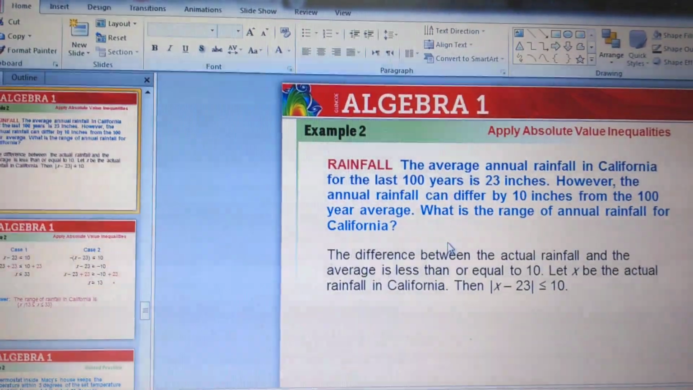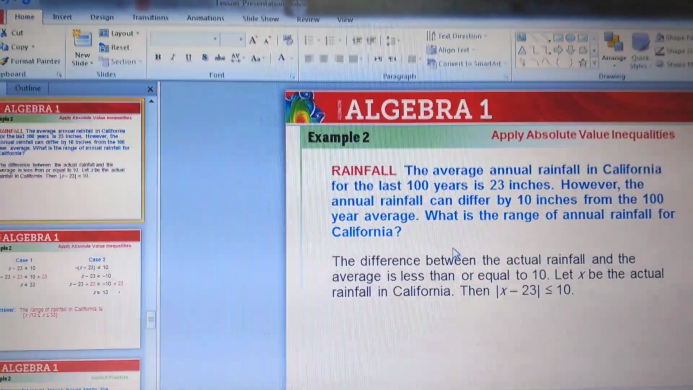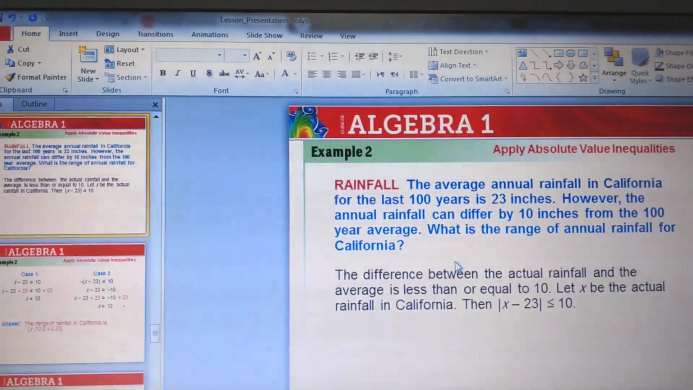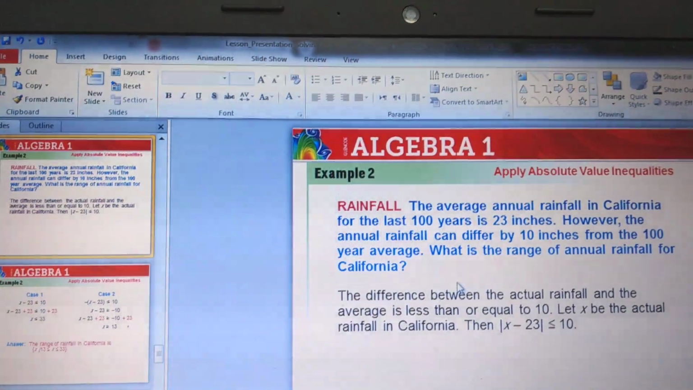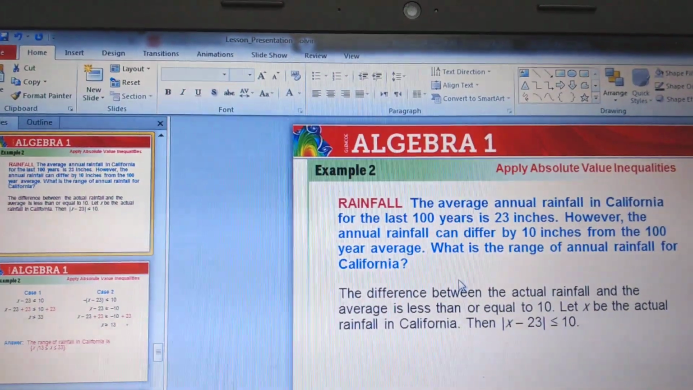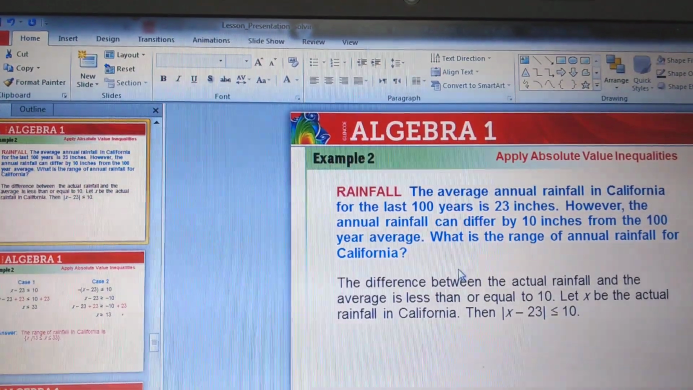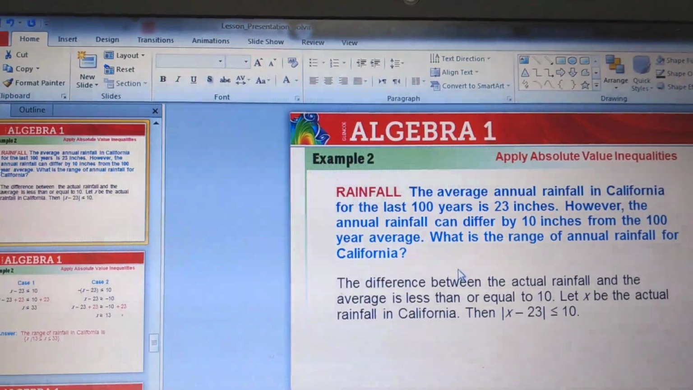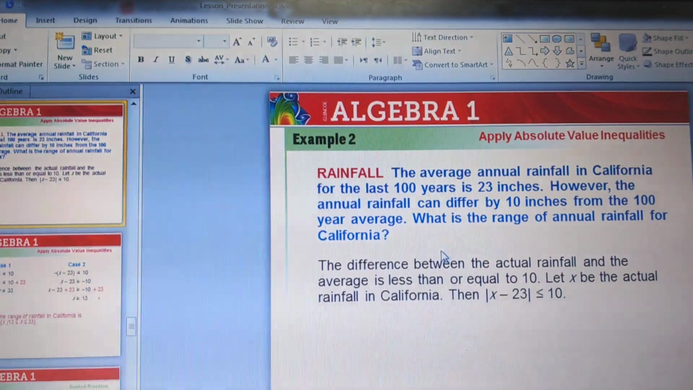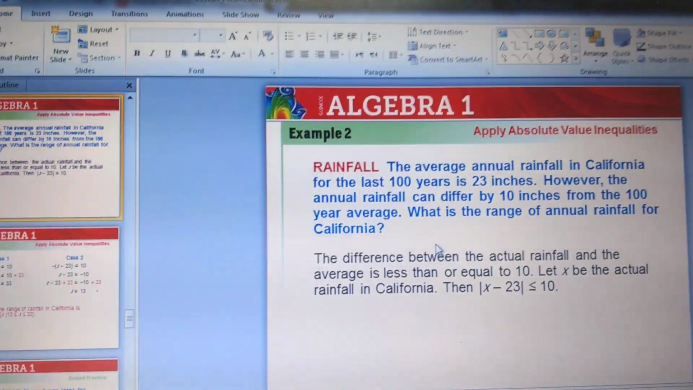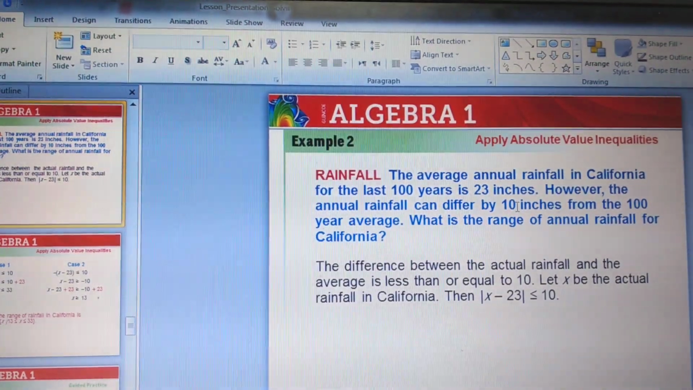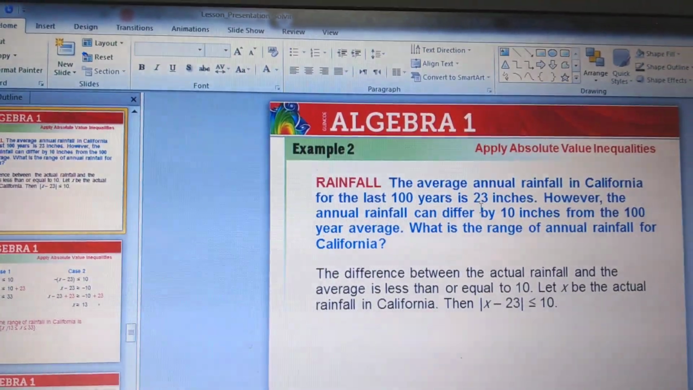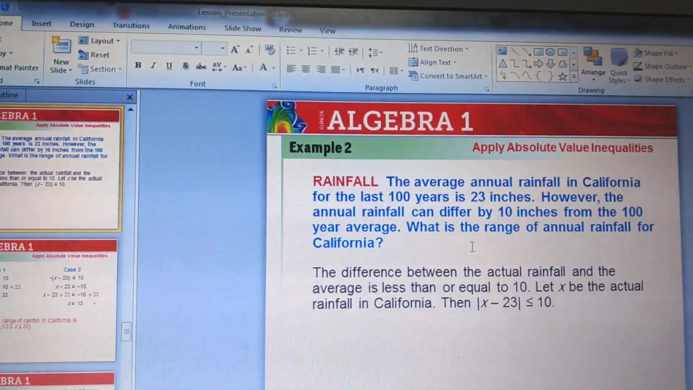Here, the average annual rainfall in California for the last 100 years is 23 inches. However, the annual rainfall can differ by 10 inches from the 100-year average. What is the range of annual rainfall for California? Of course, here before I start, I can know that the range will be, one time I will add 10, one time I will subtract 10. It will be between 33 and 13.